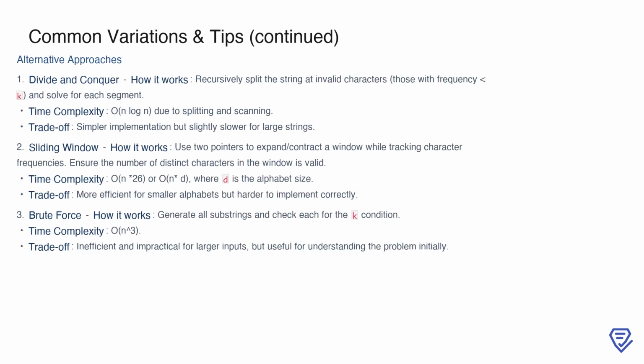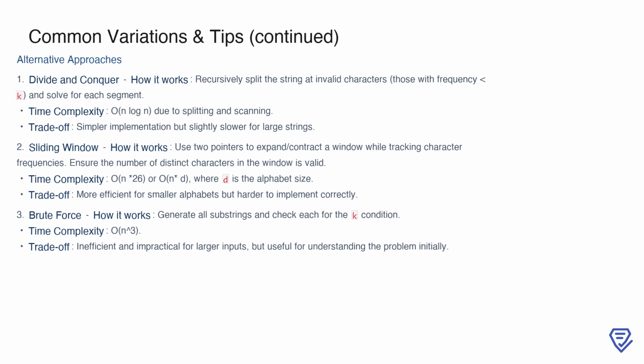Finally, let's explore some alternative approaches to solving this problem. The divide and conquer method works by recursively splitting the string at invalid characters, those that appear fewer than k times, and solving for each resulting segment. While its time complexity is n log n, the implementation is relatively straightforward, making it a good choice for understanding the problem.